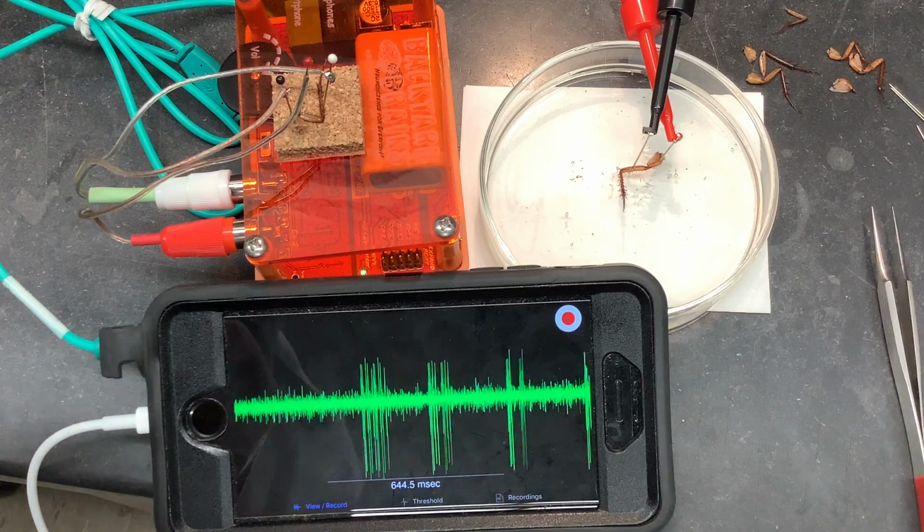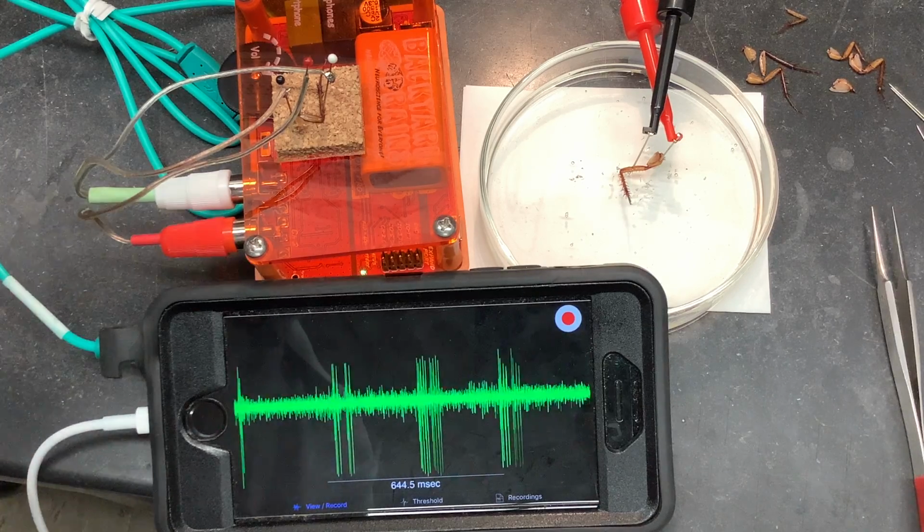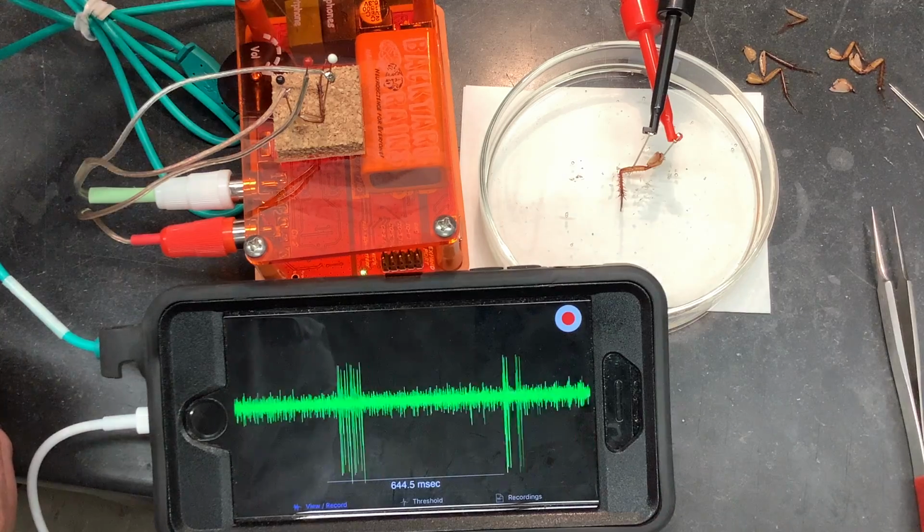Let's try physically stimulating some of the sensory bristles or spines on the leg of this recorded leg.